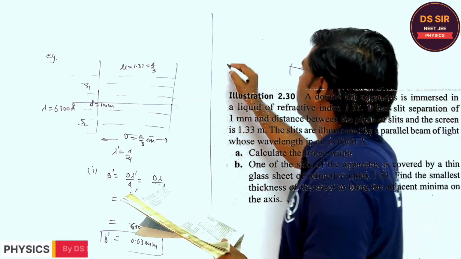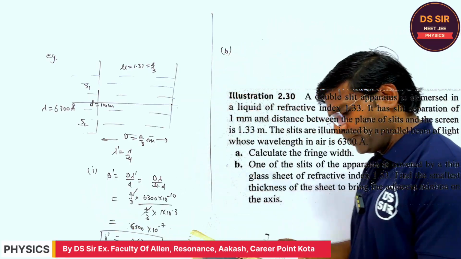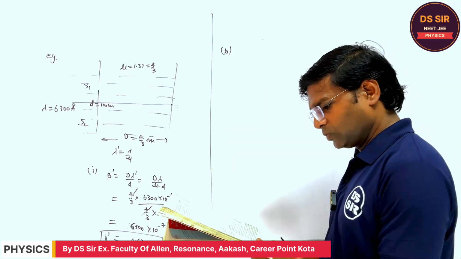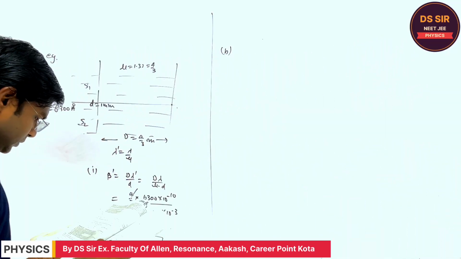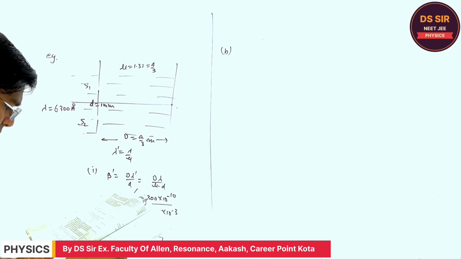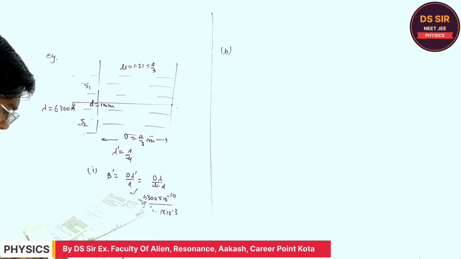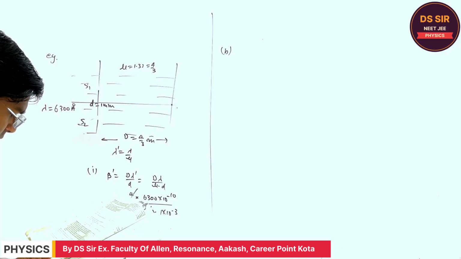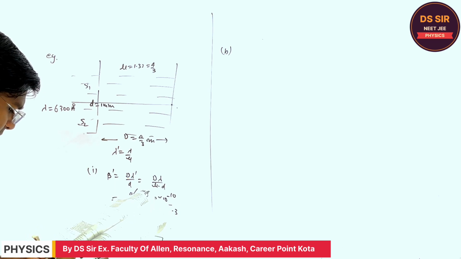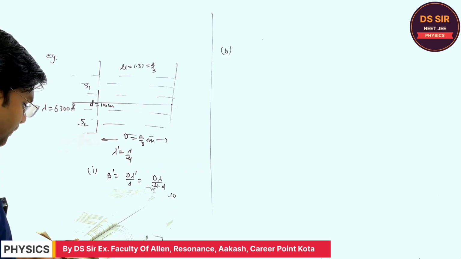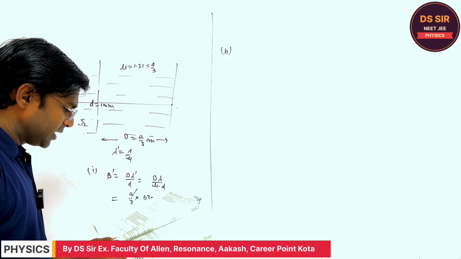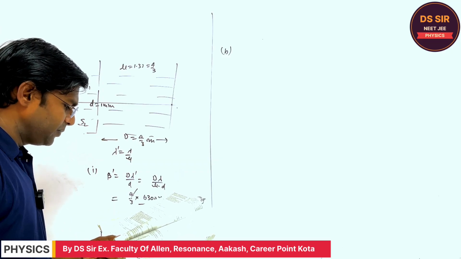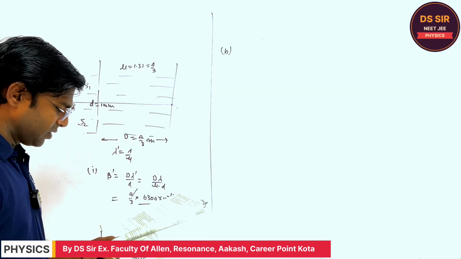Now what is the B part? Can you read the B part? One of the slits of the apparatus is covered by a thin glass sheet of refractive index 4.5. Find the smallest thickness of the sheet to bring the adjacent minima on the axis. Right. That is the thing. So find the smallest thickness of the sheet to bring the adjacent minima on the axis. Listen one more thing.